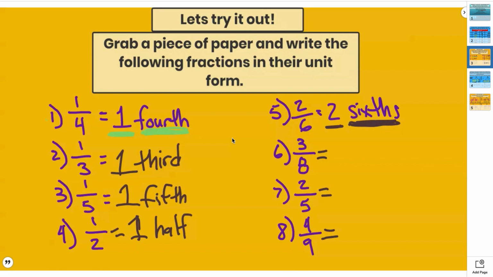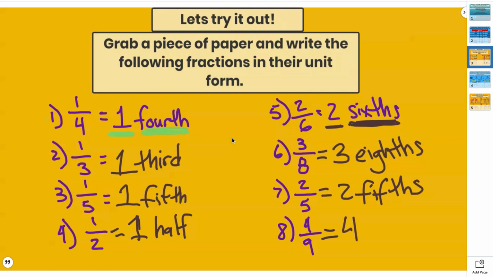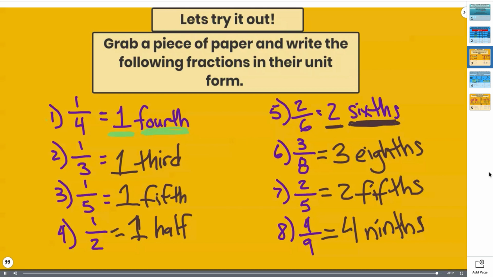Okay, so for number 6, we have 3/8. We have number 7, which is 2/5. And number 8 is 4/9. Okay? How'd you do? Well, I hope you did well. If not, try and do some fractions on your own and let me know how you did. Okay, we're going to move on to our next strategy for this lesson.